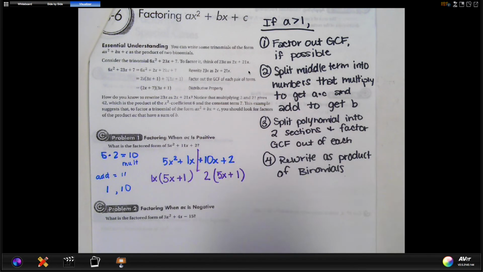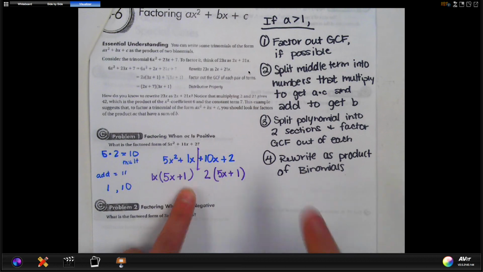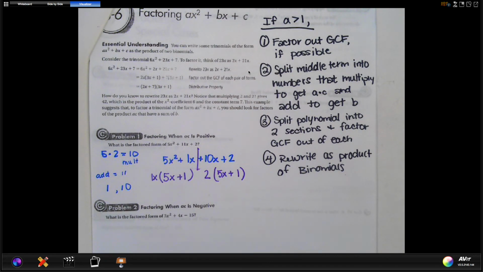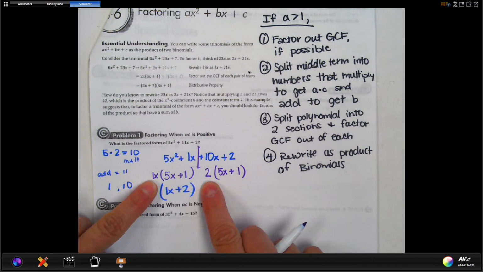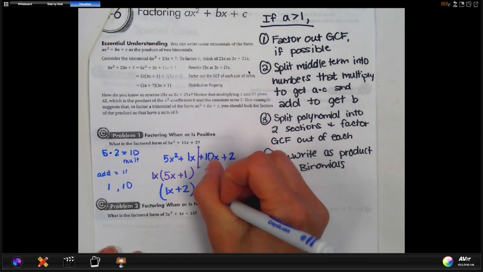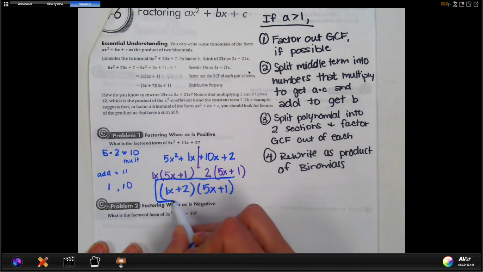Okay, so the first thing to check whether or not you're doing this right: you should always end up with the same thing in both sets of parentheses here. We had 5x plus 1 and 5x plus 1. So that's a check, yes, we're doing it right. Now the last thing is you want to rewrite this as a product of 2 binomials, and here's how you do it. Since these are both being multiplied by the same values, we can actually put 1x plus 2 in the first binomial from the outsides, those GCFs, and then we can put 5x plus 1 in the second set. This is the final factored form.